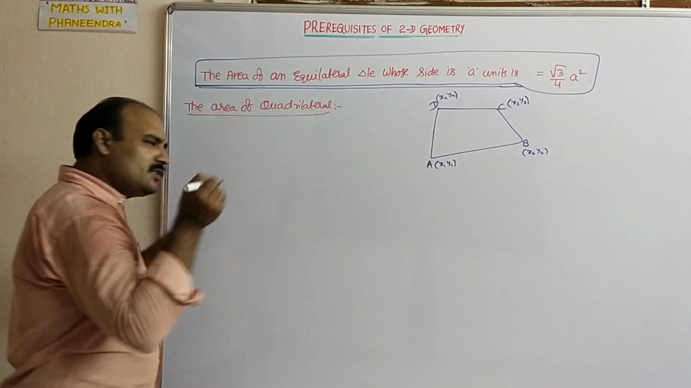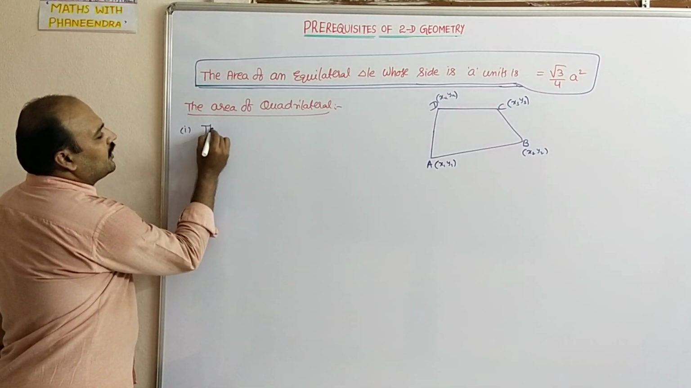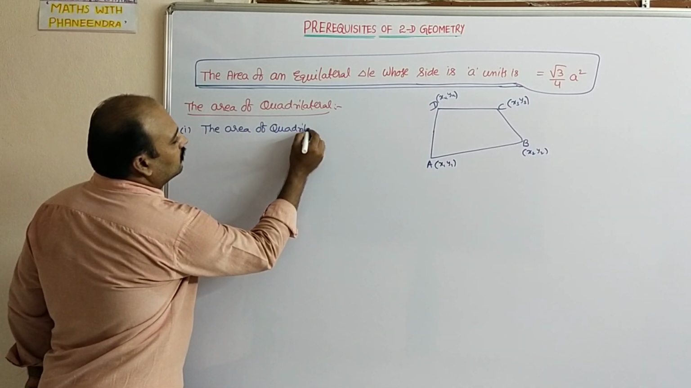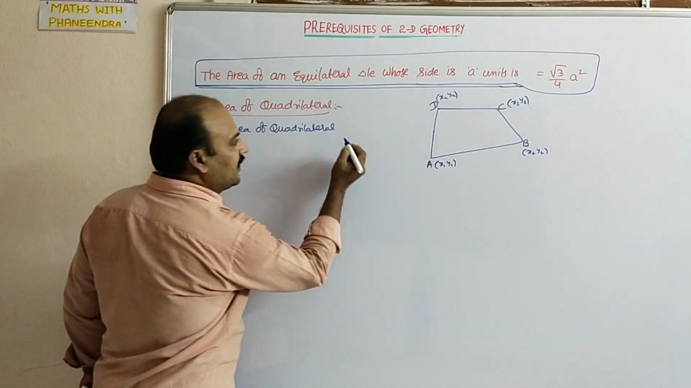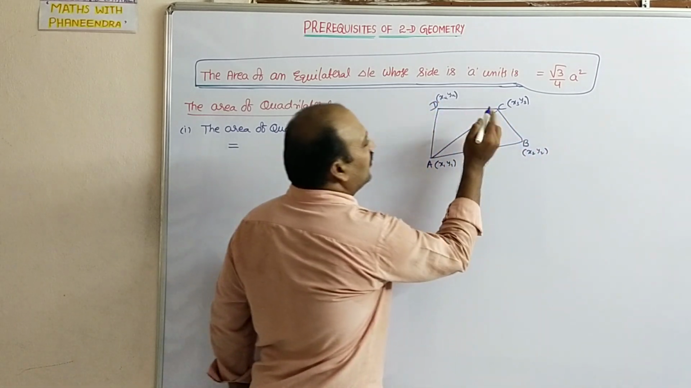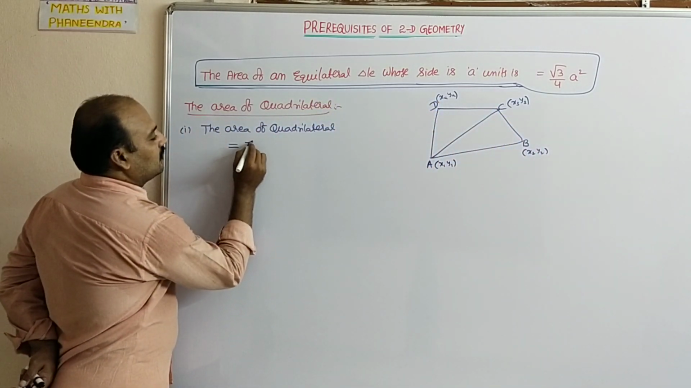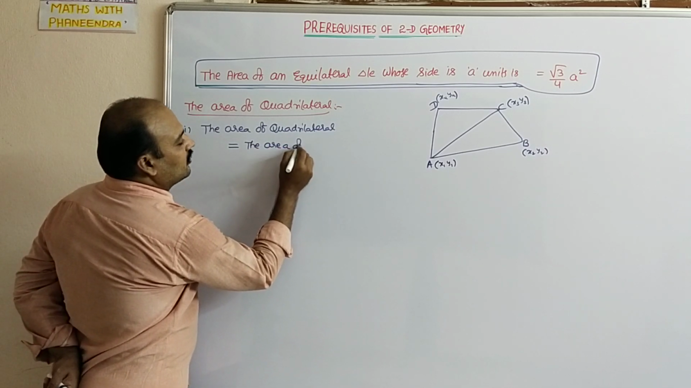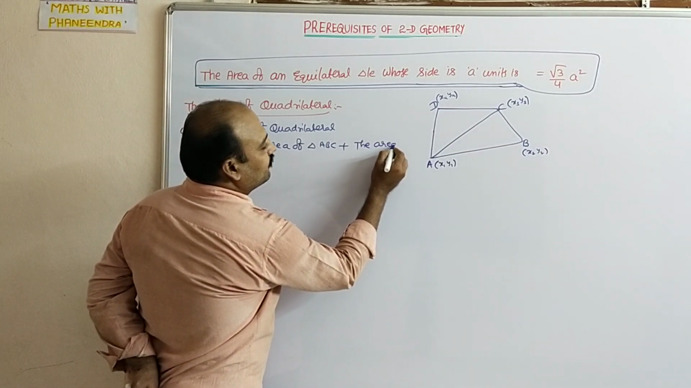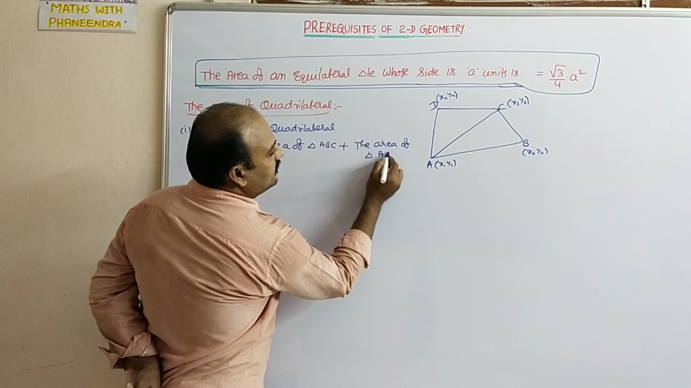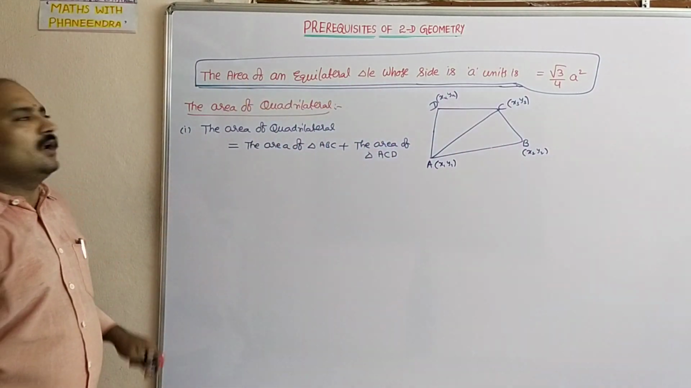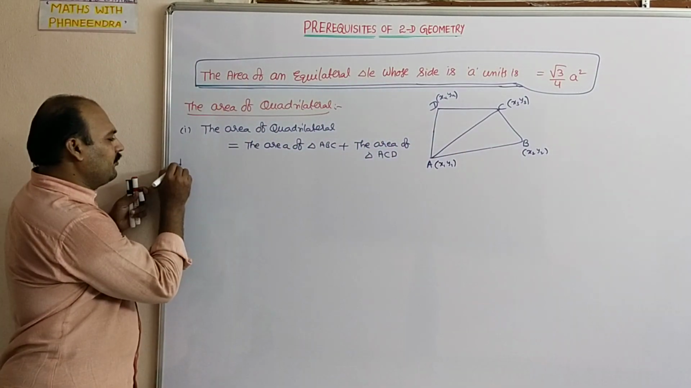So, the first formula is the area of quadrilateral ABCD is equal to the sum of the areas of triangle ABC and triangle ACD. The sum of these two areas is equal to the area of the quadrilateral. That is one category, a direct question. Directly you can do that.